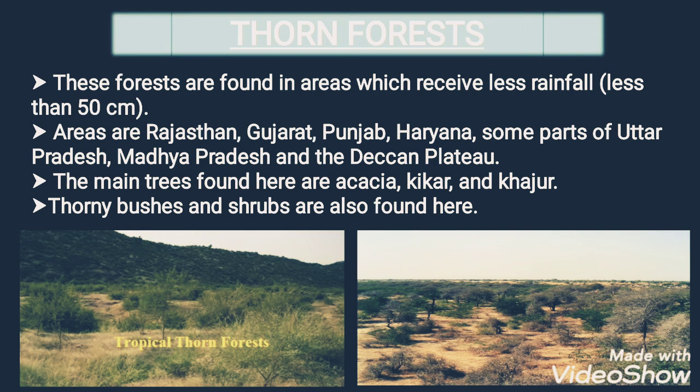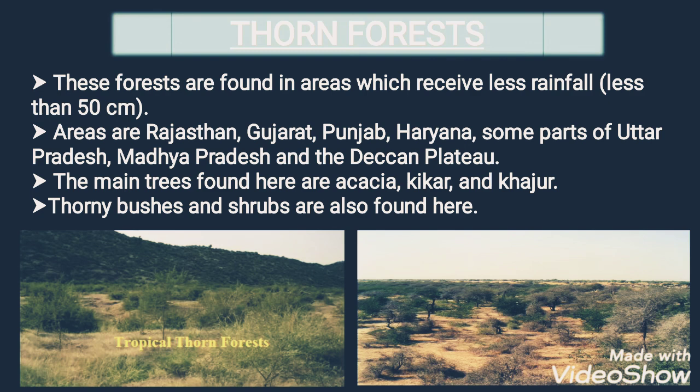Now which are the main types of trees found in these forests? The main types of trees are acacia, kikar, khajur, and along with all these, thorny bushes and shrubs are also found here. These trees are essential to prevent the loss of moisture. So they have thick stems to store water and long roots to draw water from great depths. Alright, so these are the thorn forests.